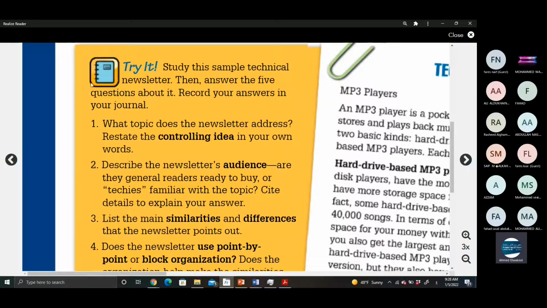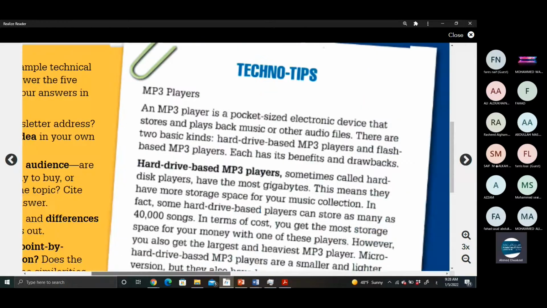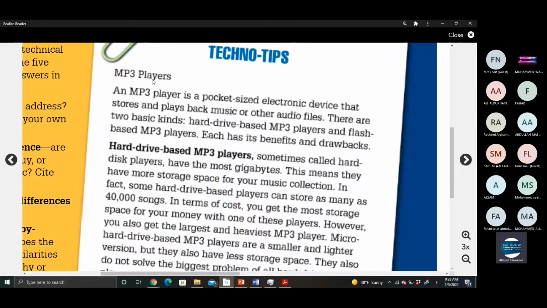Try it. Study the sample technology newsletter, then answer the 5 questions about it and record the answers in your journal. So, here are the techno tips, MP3 players.